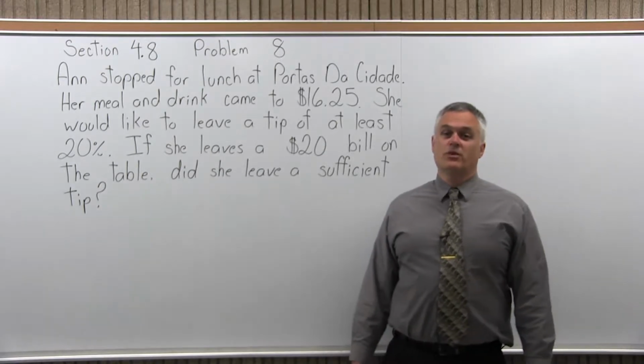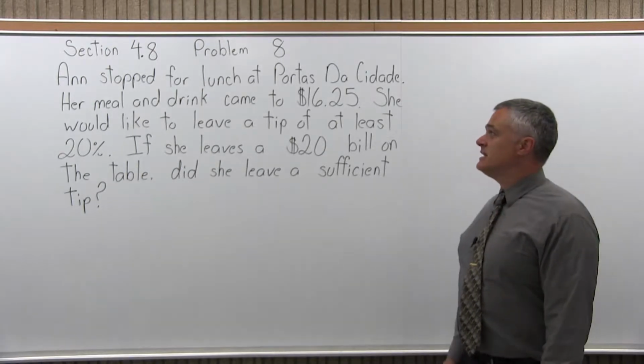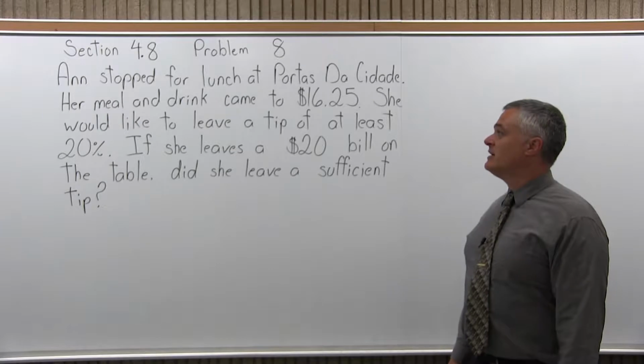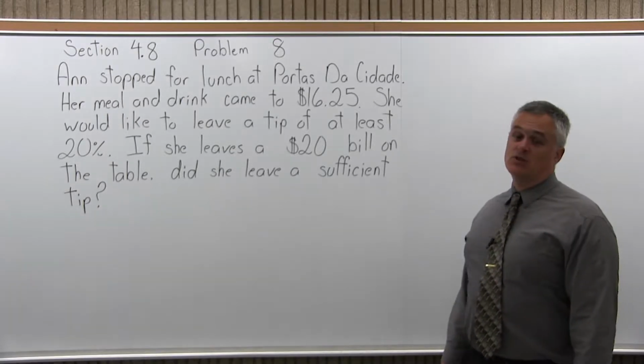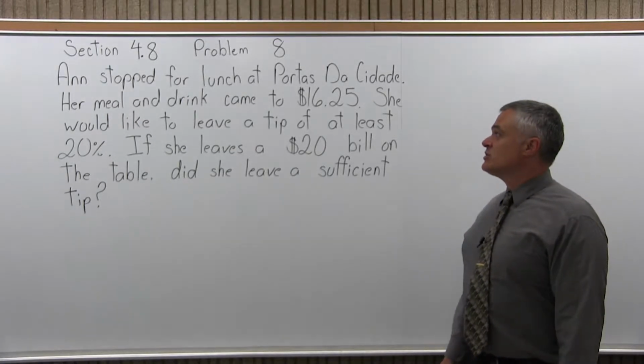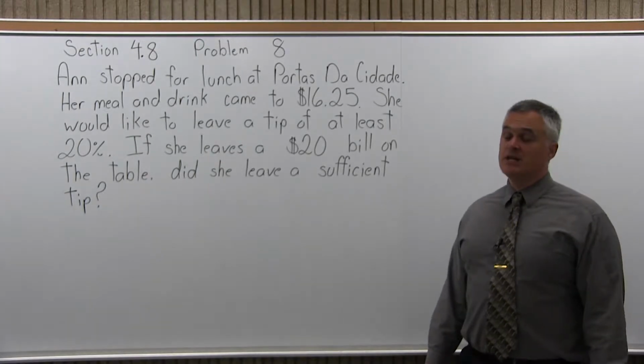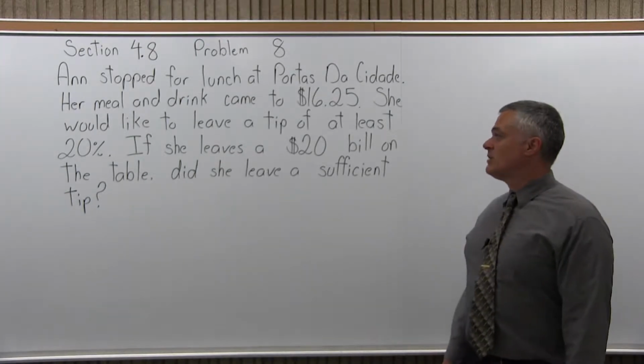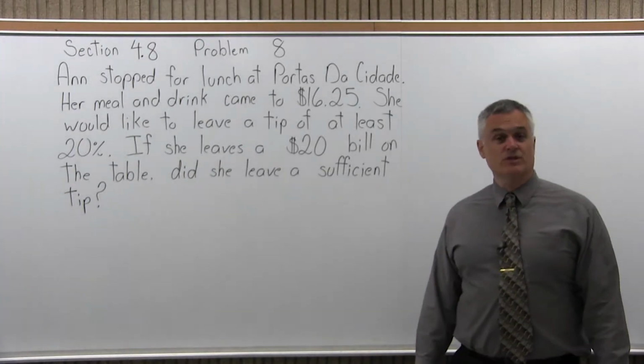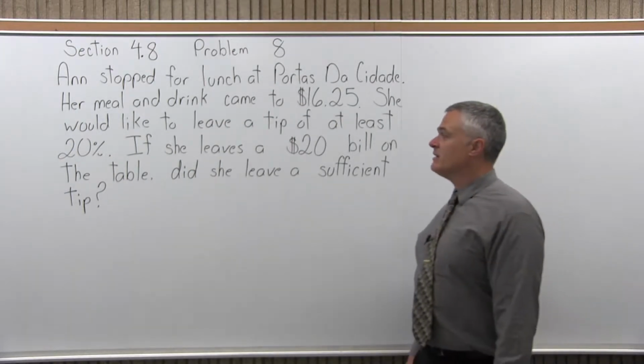This is Section 4.8, Problem 8. It says, Anne stopped for lunch at Portas de Ciudad. Her meal and drink came to $16.25. She would like to leave a tip of at least 20%. If she leaves a $20 bill on the table, did she leave a sufficient tip? So is that at least 20%?